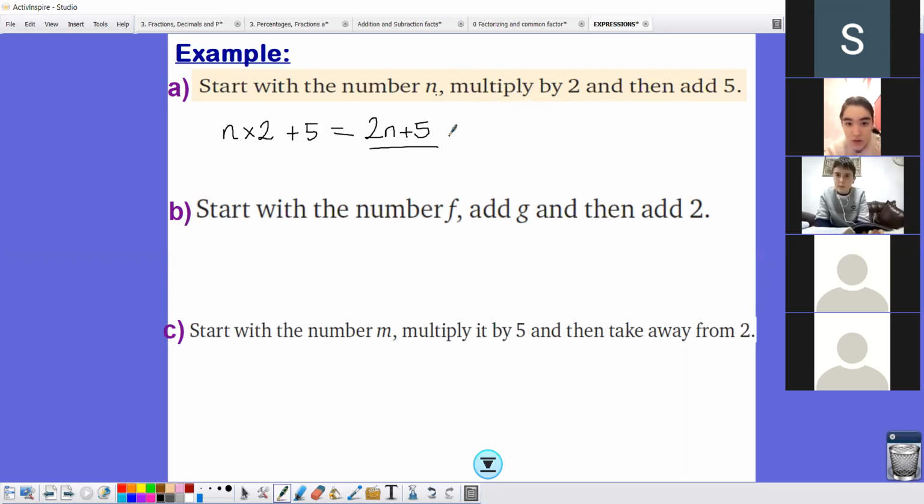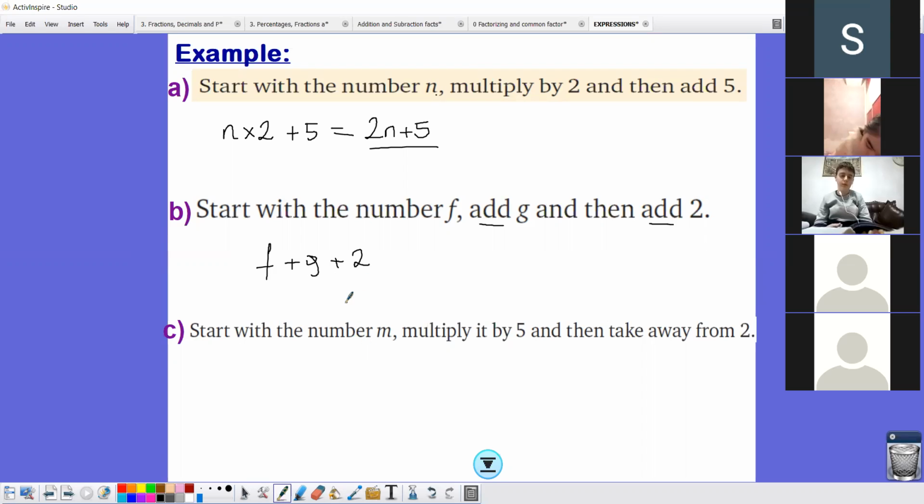Did you understand? Yes. What will be here? F plus g, and plus 2. Here you have addition. We are adding them, and it will stay like this. The expression for this question is f plus g plus 2.